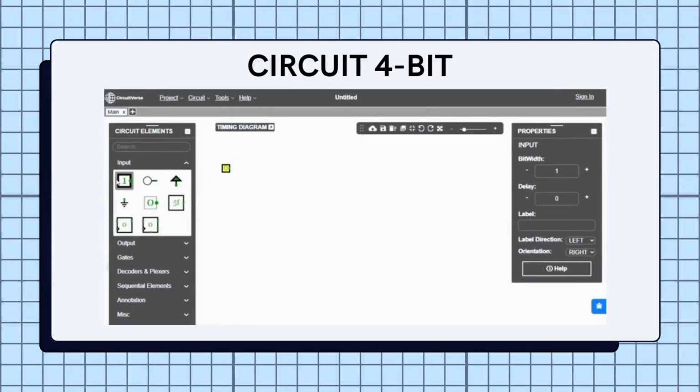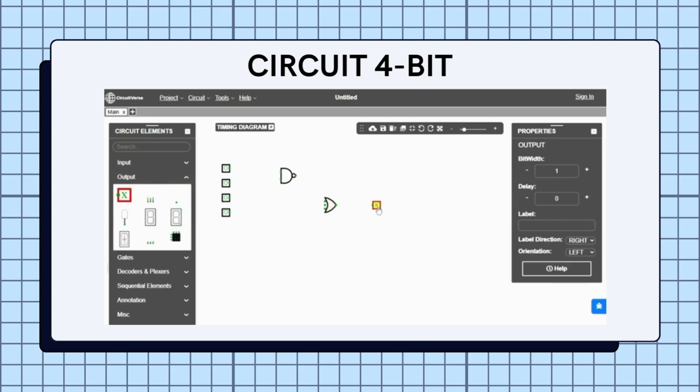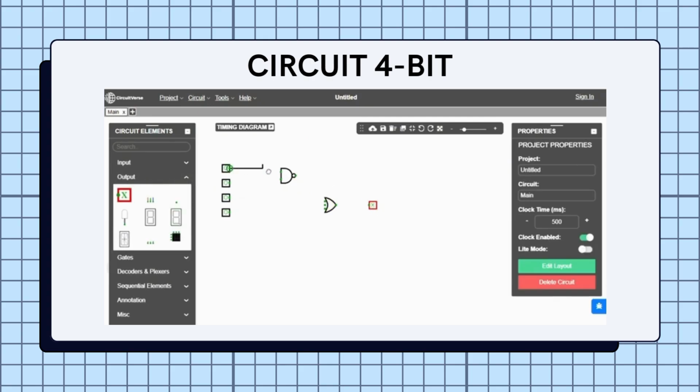For the first circuit, I chose the NAND gate with 2 inputs and OR gate with 3 inputs, 4 toggles as an input and a logic probe as output. Firstly, we connect the first 2 toggles to the NAND gate. The output of the NAND gate we connect to the OR gate as an input. As you can see, the output from the NAND gate is 1.